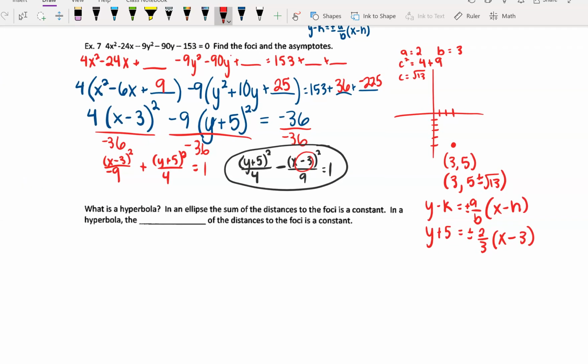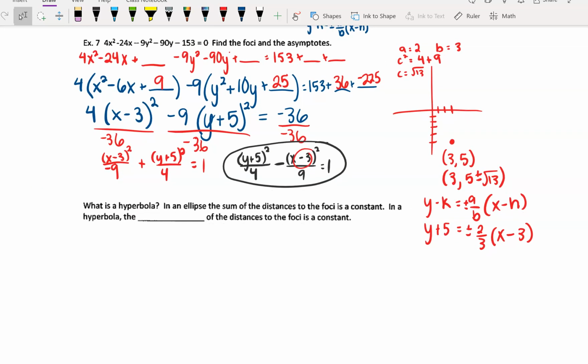And our very last problem, what is a hyperbola? In an ellipse, the sum of the distances to the foci is constant. In a hyperbola, the blank of the distances to the foci is constant, the difference. So hyperbolas and ellipses are really similar, but the hyperbola is the difference. The ellipse is the sum is constant.